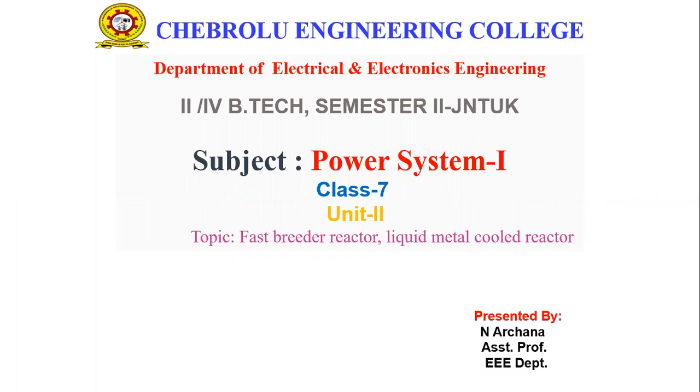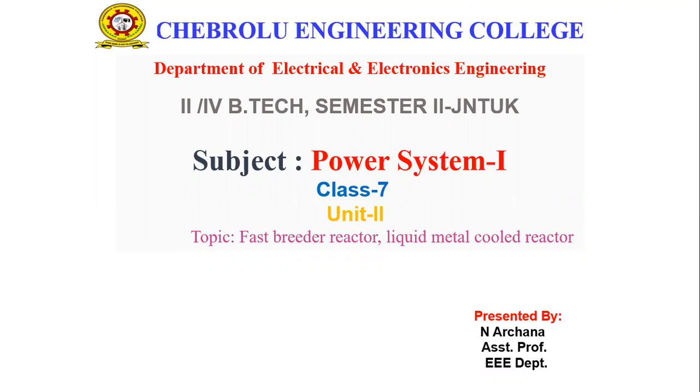Basically, a nuclear reactor consists of various parts: control rods, nuclear core, moderators, coolant, reflectors, and various types of shielding, that is, biological and thermal shielding. All the fission process is done in the nuclear reactor only. Therefore, the nuclear reactor is the heart of a nuclear power plant.